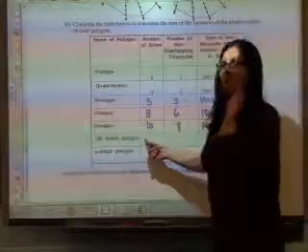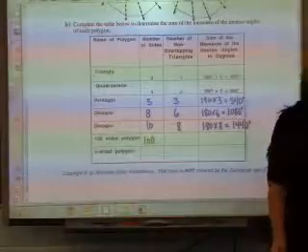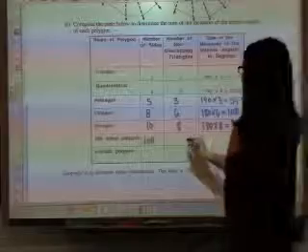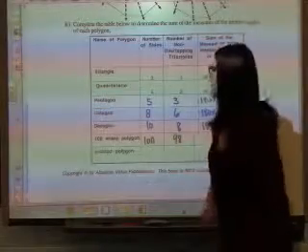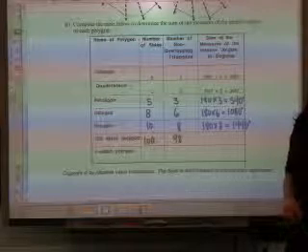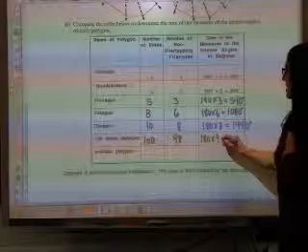How many sides does it have? 100. If I was to try to make non-overlapping triangles, how many triangles do you think I'd get? 98. So then how would I find the sum of the measures of the interior angles? It would be 180 times 98. And what is 180 times 98?